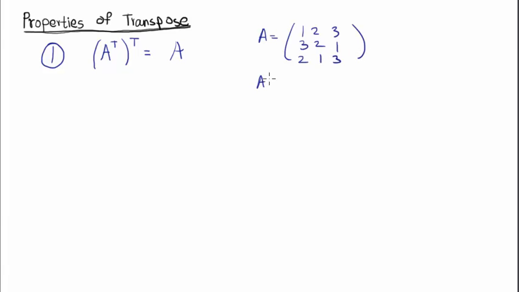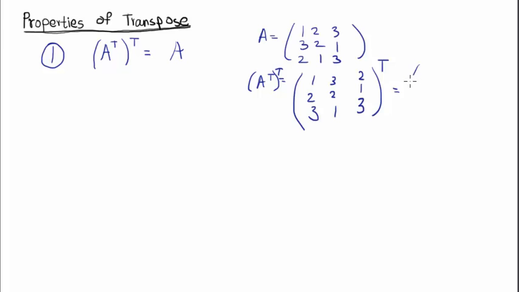Then A transpose would be what? Well, the first row becomes the first column, so 1, 2, 3. Second row becomes the second column, so 3, 2, 1. And then third row becomes the third column, so 2, 1, 3. Right? So now what's the transpose of this? So A transpose, right? That's the same thing as just writing a T over here.